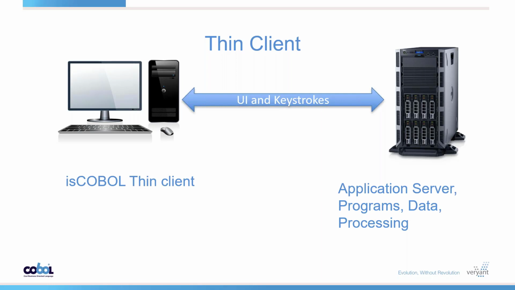Now, this means that a small set of files needs to be installed on each client, but once you do it, the automatic thin client updates minimize the effort of keeping up with newer versions of isCOBOL. The application server's administrator panel lets you see who's connected and who has what file locked. And there's a how-to video on our Veryant YouTube channel for more information.